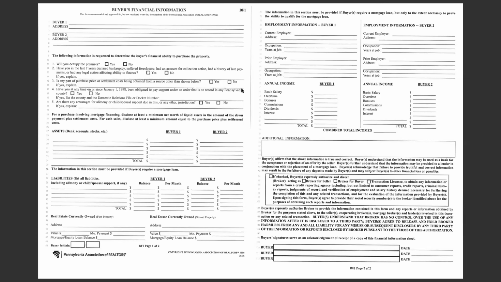Even though the buyer is going to have a pre-approval, that doesn't alter the necessity of having a buyer's financial information form filled out. It's really important. Once in a while, you're going to get a buyer who's going to balk at that because they're like, I have a pre-approval. If the seller requests it and will not entertain your offer without it, what have you accomplished here?